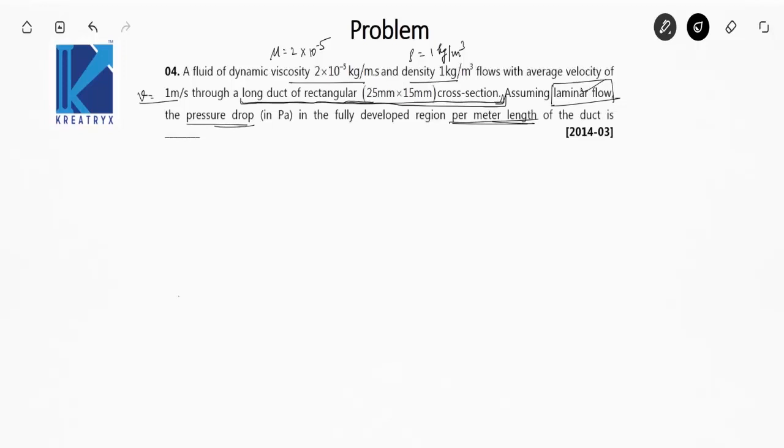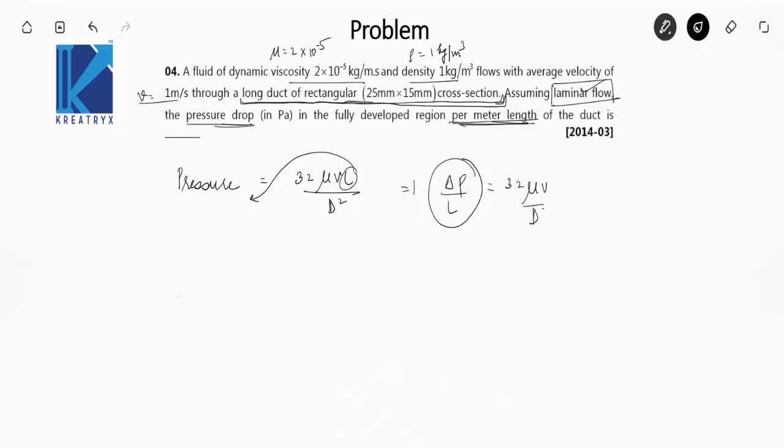Laminar flow is given. Just as in the previous question, we know that pressure drop for laminar flow is equal to 32 mu VL by d square. I will take this L here, so it becomes delta P upon L. This is the term we have to find, the pressure drop per meter length, per unit length. So this becomes 32 mu V by d square. Now we know mu, great, we know V. What will be d?